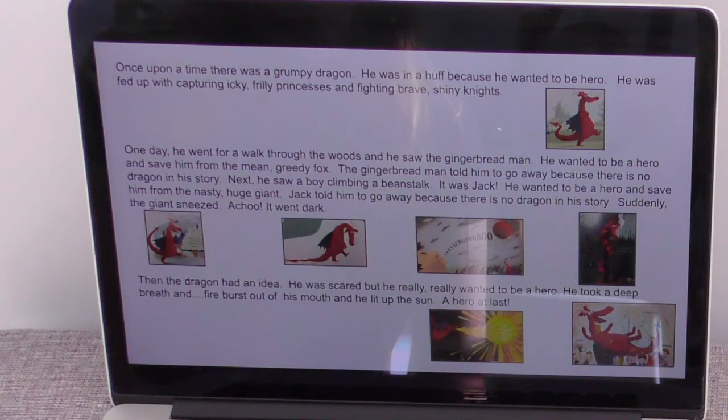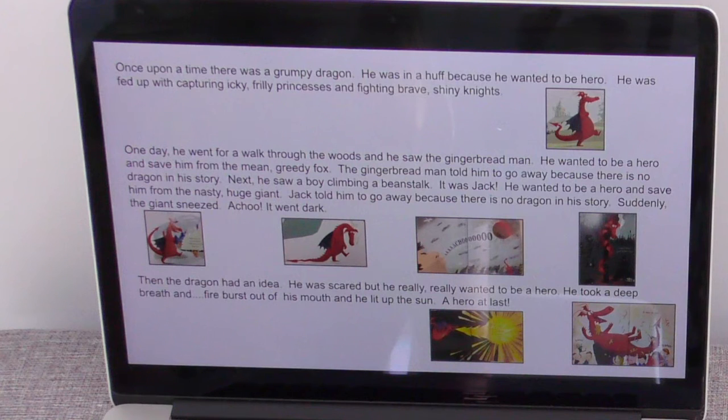One day, he went for a walk through the woods and he saw the Gingerbread Man. He wanted to be a hero and save him from the mean, greedy fox. The Gingerbread Man told him to go away because there is no dragon in his story. Next, he saw a boy climbing a beanstalk. It was Jack. He wanted to be a hero and save him from the nasty, huge giant. Jack told him to go away because there is no dragon in his story.